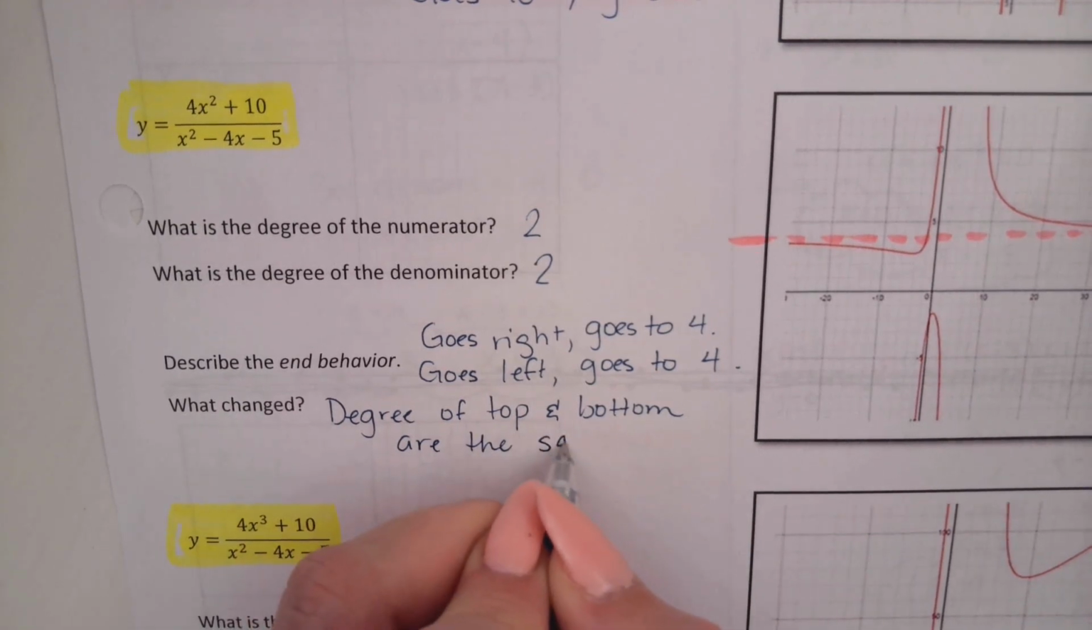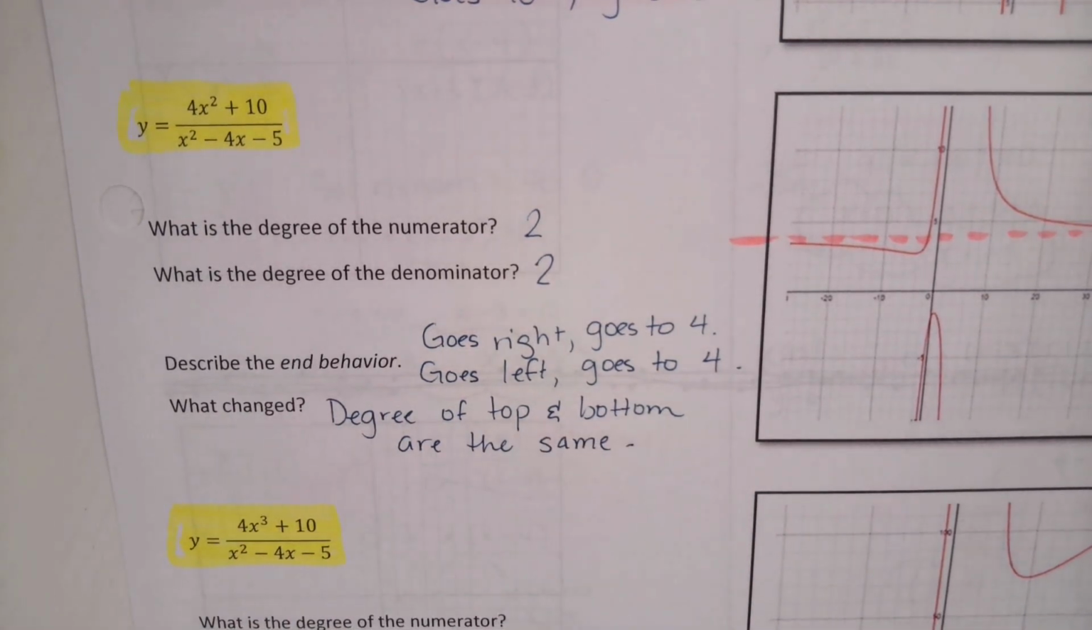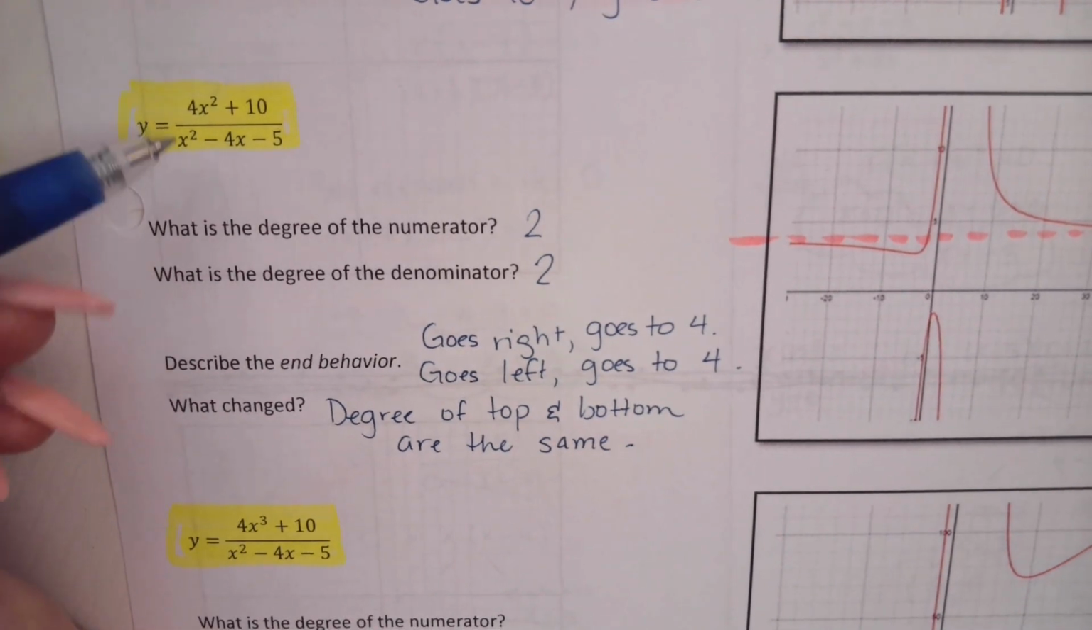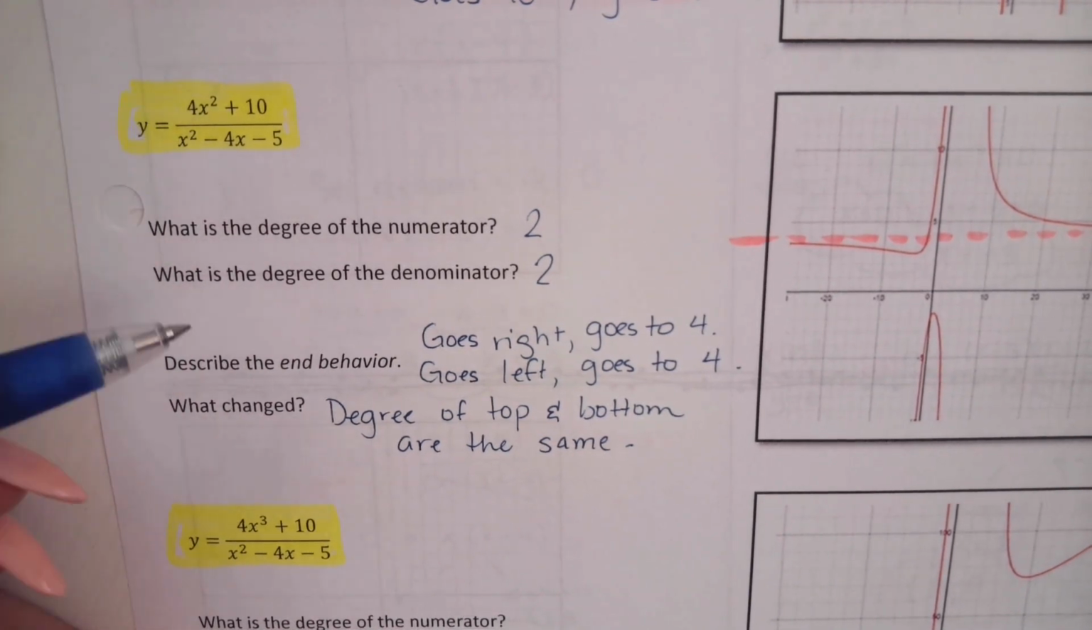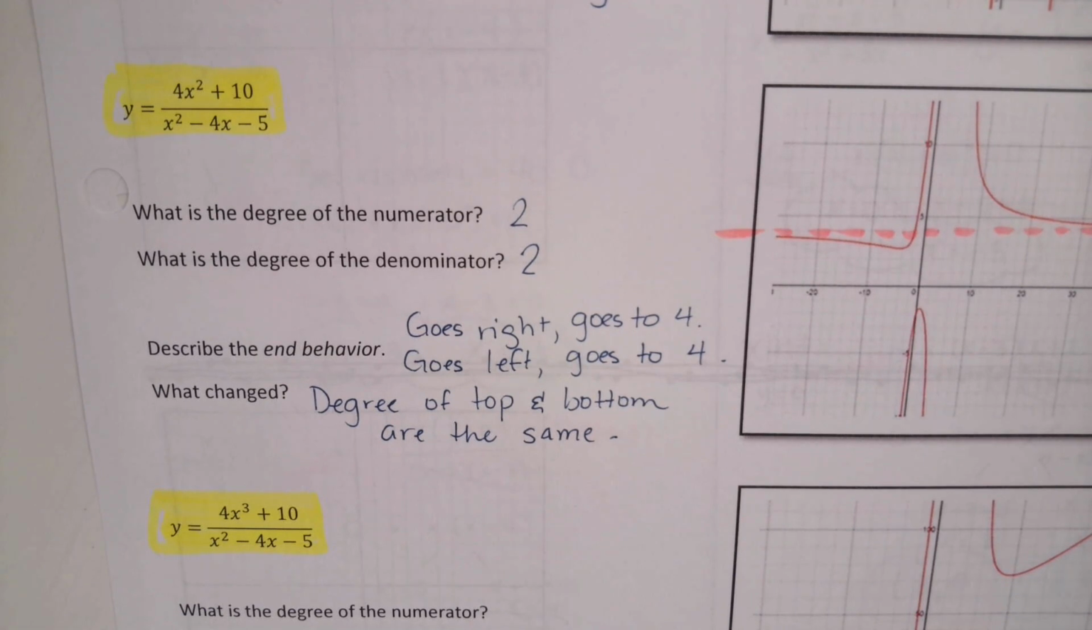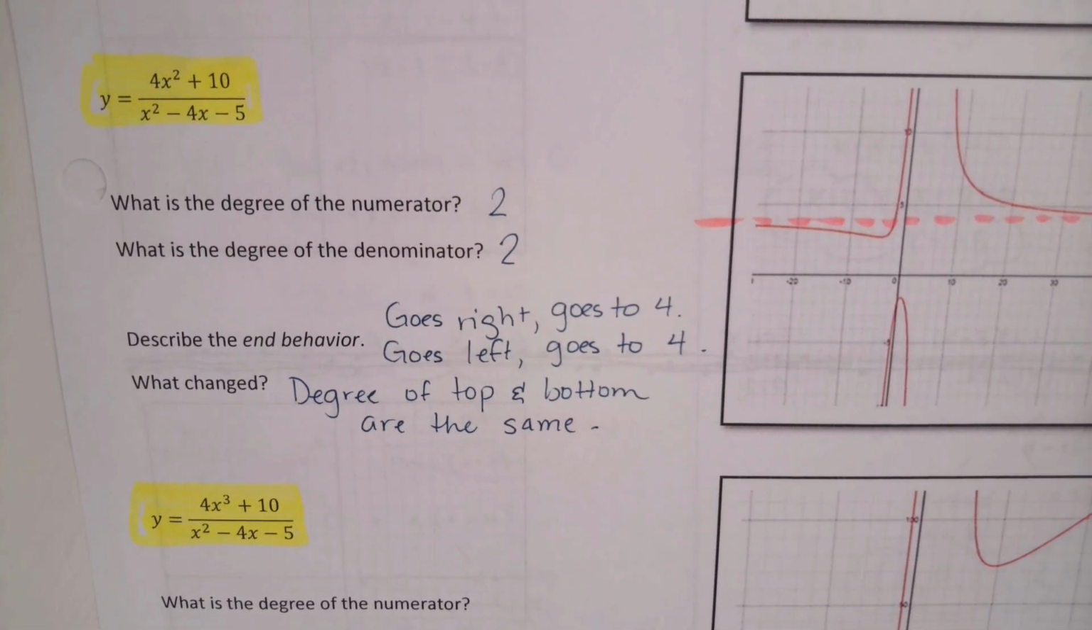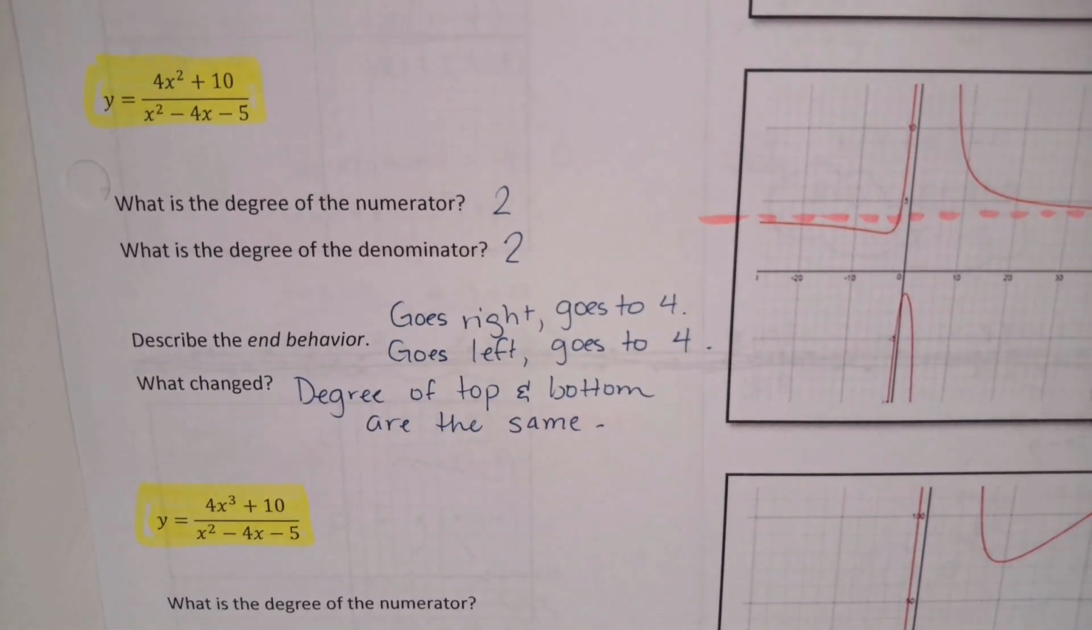Because if you remember last time, we did the ratio of the leading coefficients. What would be the ratio of this leading coefficient? 4 over 1, which is what our horizontal asymptote's at. It's at 4. All right, and then we get into some crazy ones on the last one.